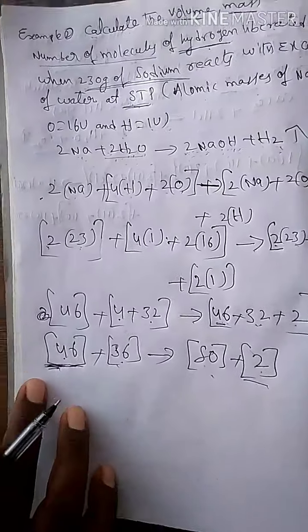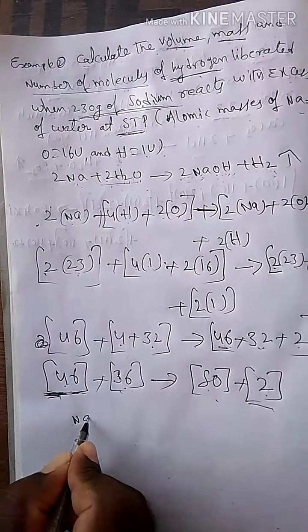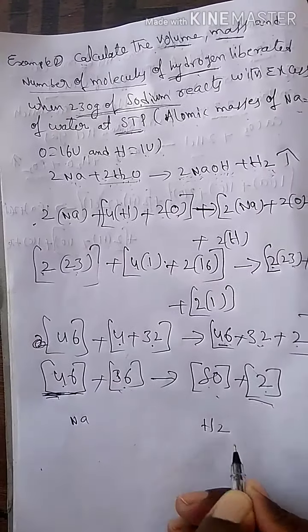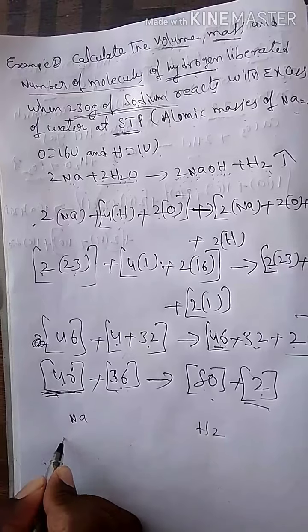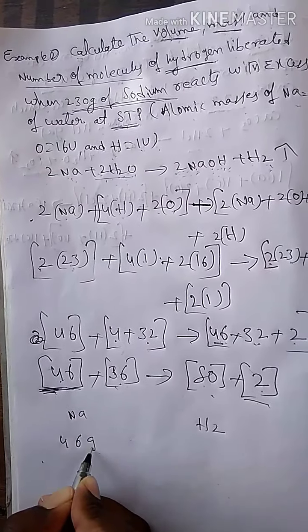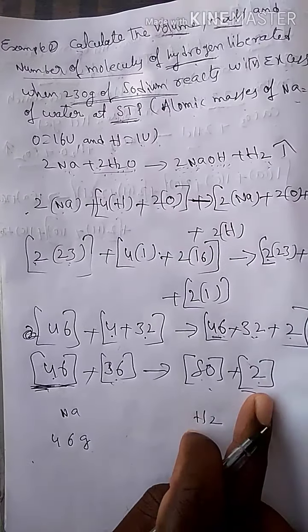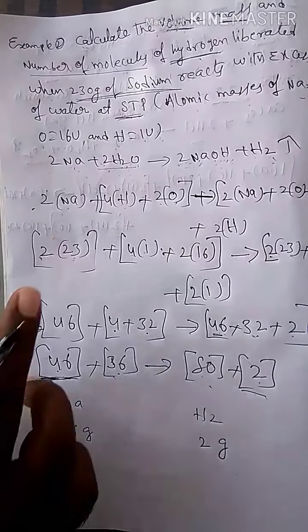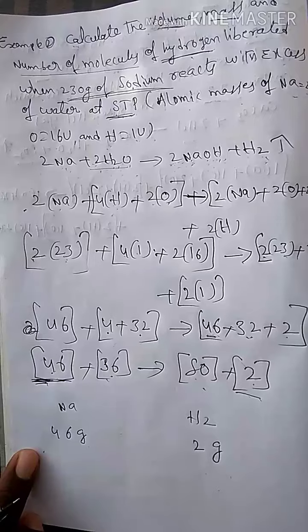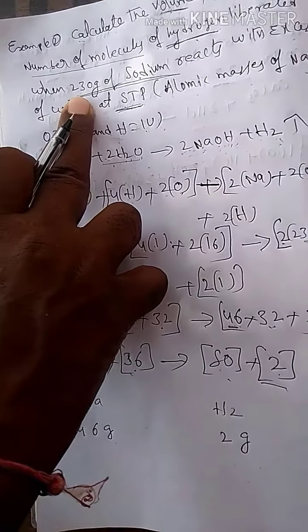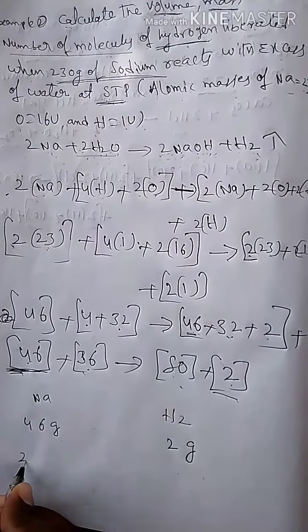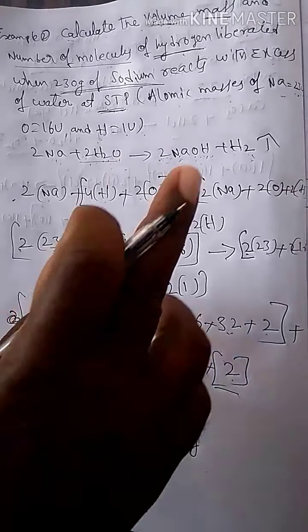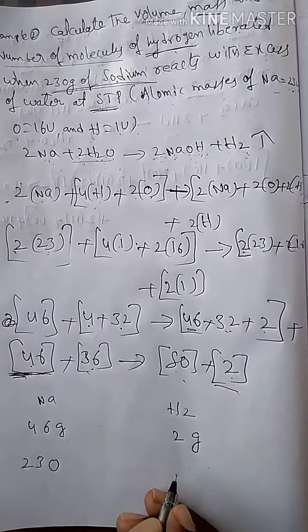So here sodium and H2, these two. Sodium mass is how much? 46 grams. And hydrogen is 2 grams. In the question he gave, again he gave sodium mass. Sodium mass how much? 230 grams. So in the place of sodium, 230 grams. He is asking the hydrogen mass.